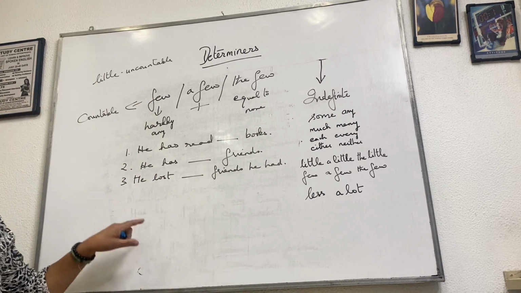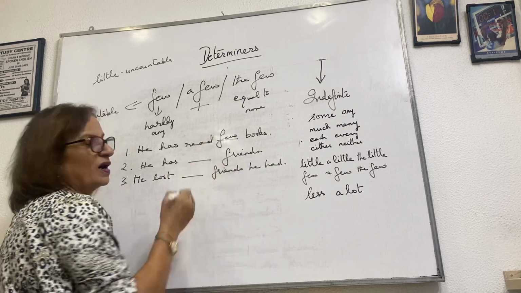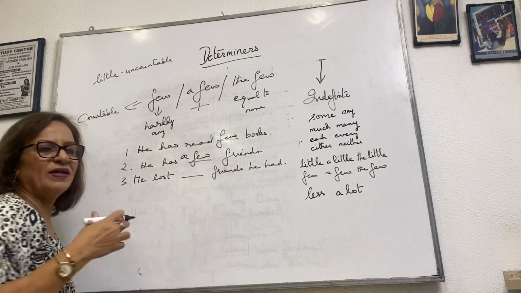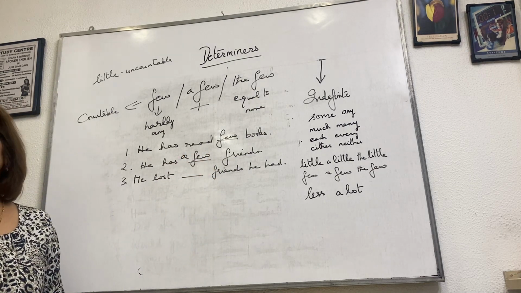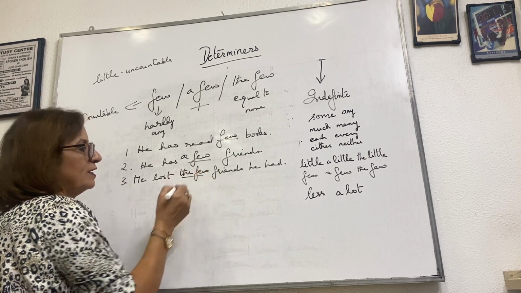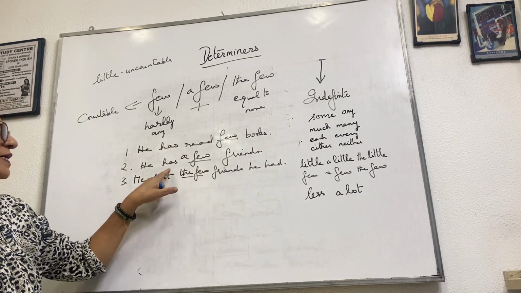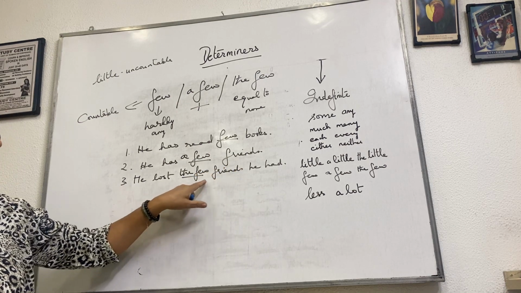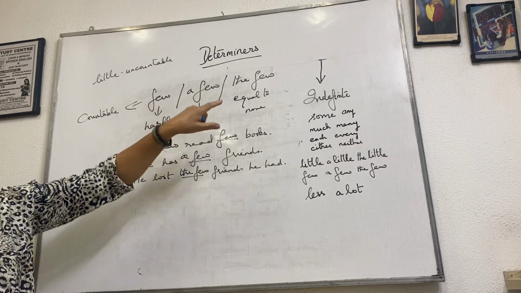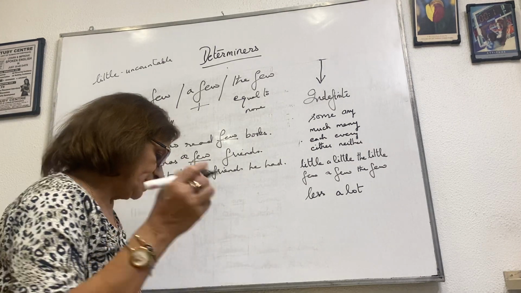Now try filling. He has read few books, hardly any. He has a few friends, means very few, the number is very less, one or two. He lost the few friends he had, equal to none. So: he has read few books. He has a few friends. He lost the few friends he had. So that is the use of few, a few and the few, in the same way as we used little, a little and the little. Now let me see one example.